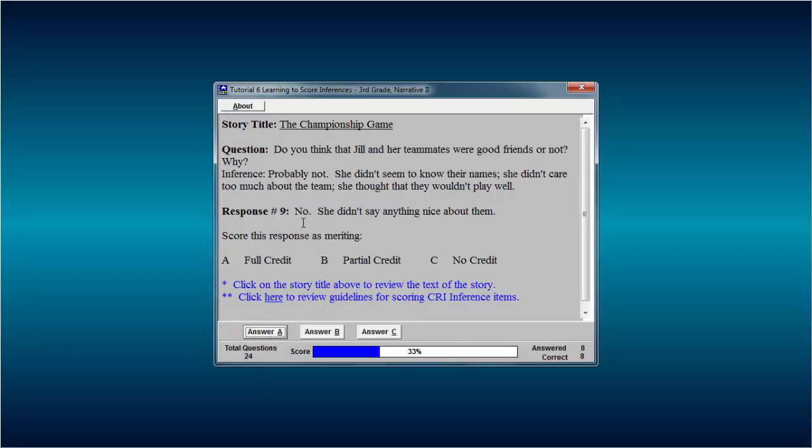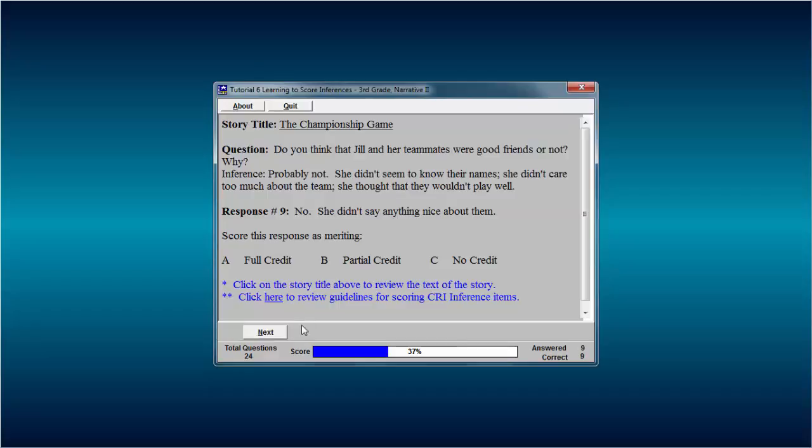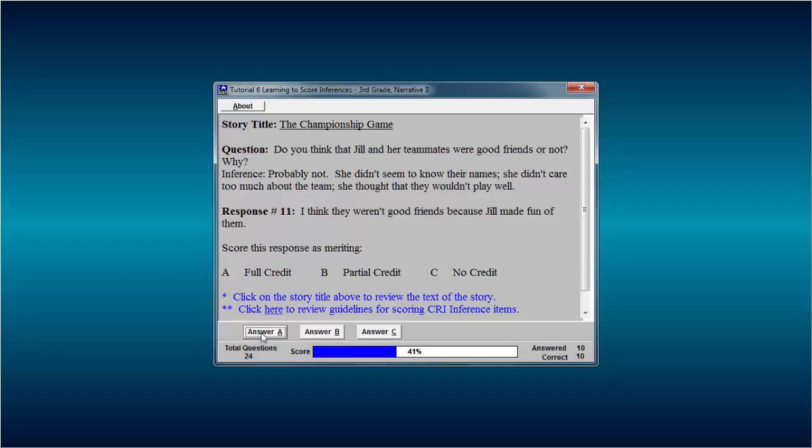This student says, "No, she didn't say anything nice about them." That's somebody who understands what a friend does, so we give that student full credit, and we're told yes. Let's move on to 10. And what did this student say? "Yes, because they were working together to win." There's no sign in the story that they worked together. So this is no credit, and our feedback lets us know that we are right.